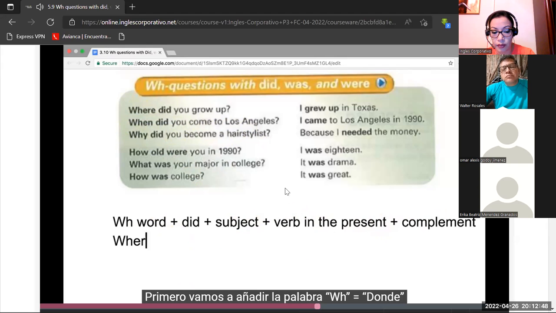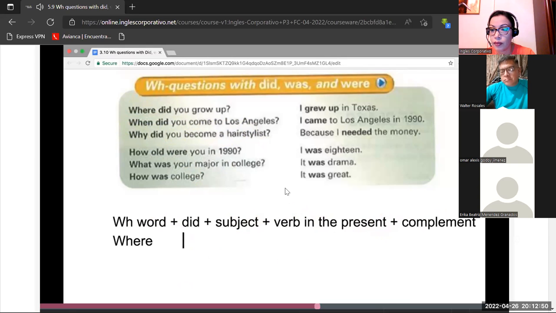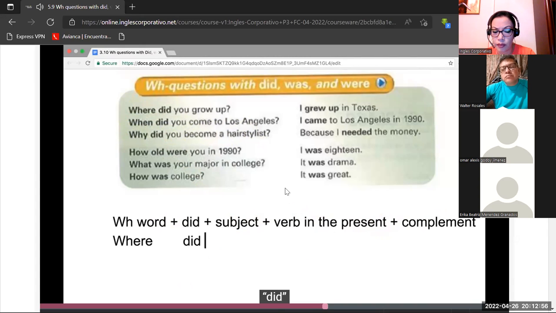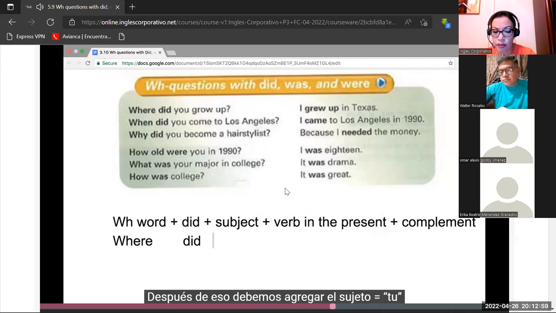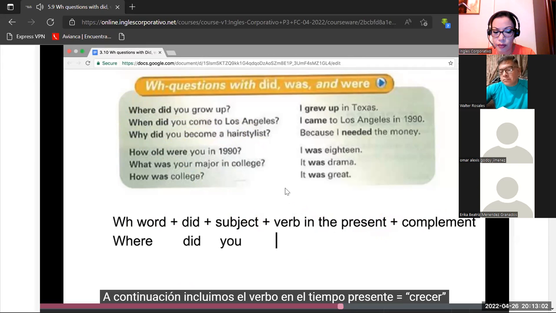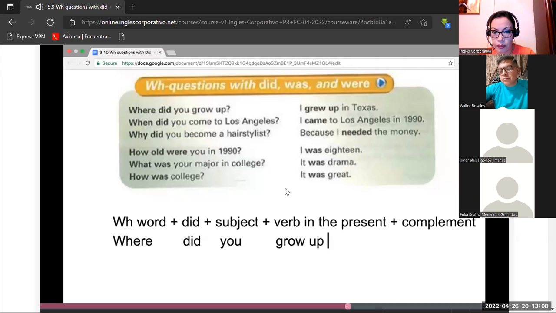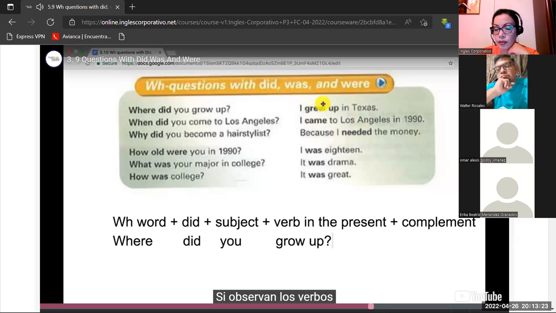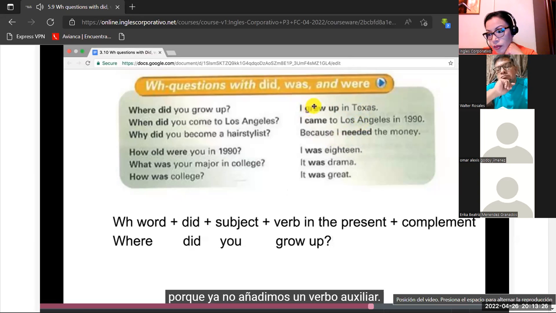First, we're going to add a WH word. Where? Then we will include the auxiliary verb to form the question in the past, did. After that, we need to add the subject, you. Next, we include the verb in the present tense, grow up. Finally, we can add a complement. In this case, there is no complement. Towards the right-hand side of this chart, you can see how these questions are answered. If you notice, the verbs change to the past tense now because we're no longer adding an auxiliary verb.